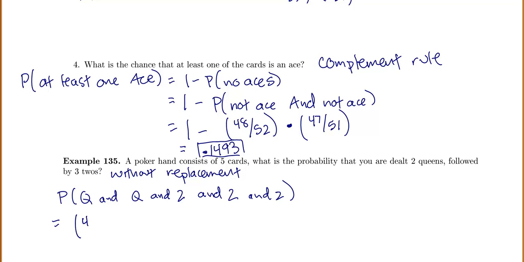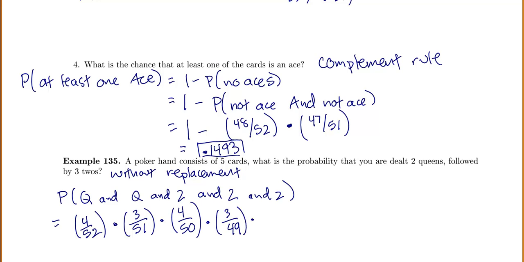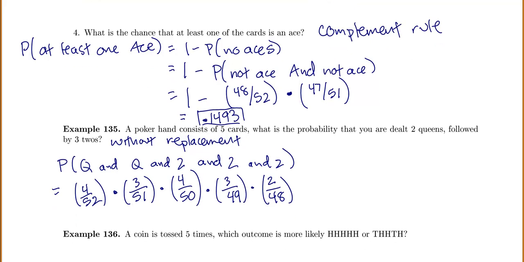So first I want a queen. There are 4 out of 52 queens. Then I want another queen, but now there's only 3 queens out of a total of 51 cards. Now I want a 2. There are 4 twos to start with, but only 50 cards because we've already drawn 2 queens. Now for your next 2, there are 3 to choose from, but only 49 cards. And then for your next one, there are 2 twos, but only 48 cards. So this gives me about 1 out of 1,082,900. Very small number. Or 0.000000923.